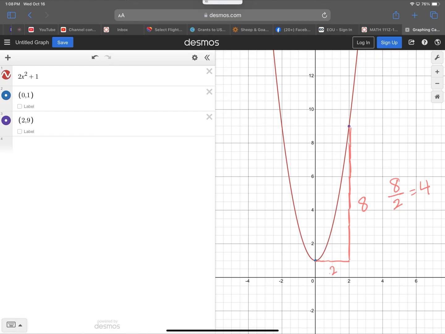So now that doesn't mean that the rate of change is always 4. If I go over 1 here to this point, it's not 4. It's 2 over 1, which is 2. So you see the rate of change changes based on the points that you pick. It's not going to be the same line because it's not constant. If it was constant, it would be an actual linear function.